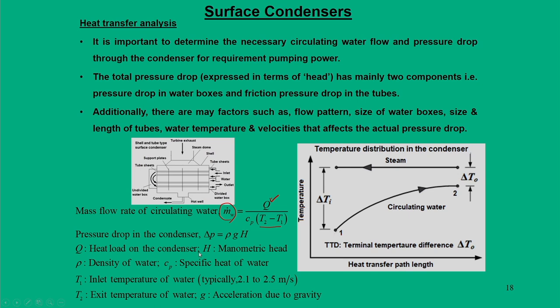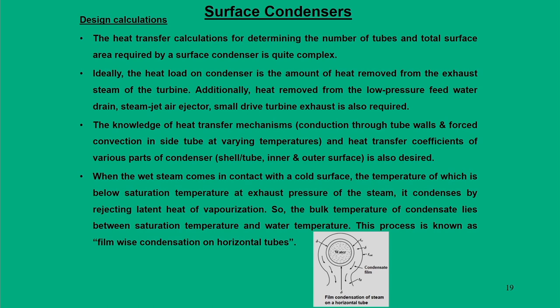Another parameter which is also required here is the pressure drop in the condenser, that is delta P equals rho g s, and this also can be calculated. And typically the water velocity is kept between 2.1 to 2.5 meters per second. So these two parameters are also very vital in the designing of a surface condenser.